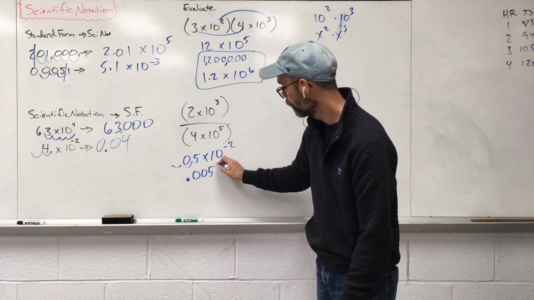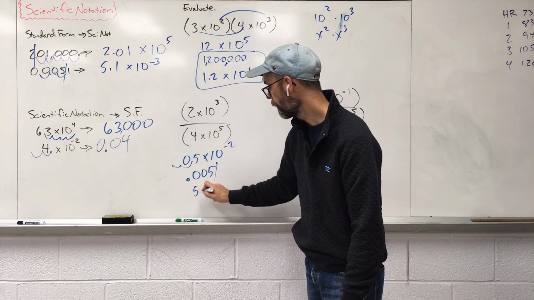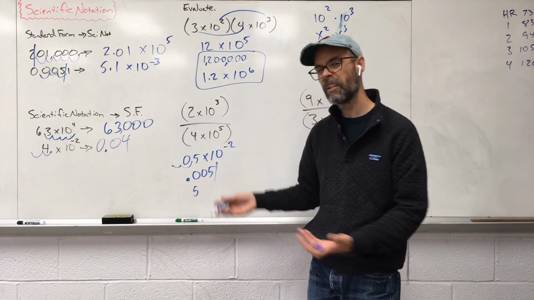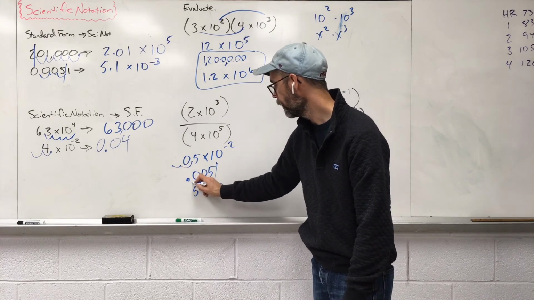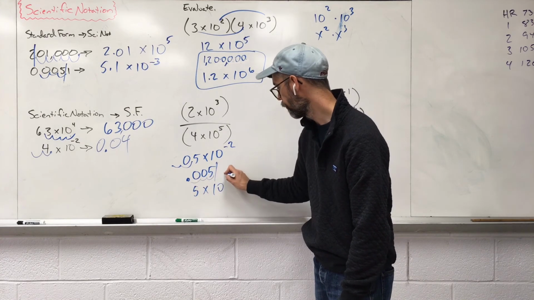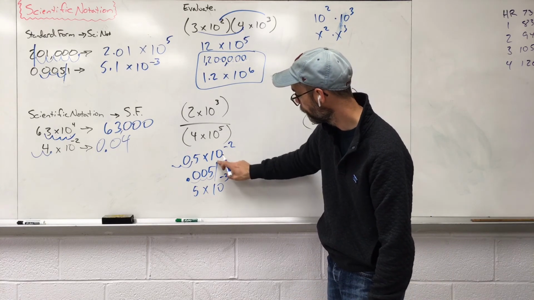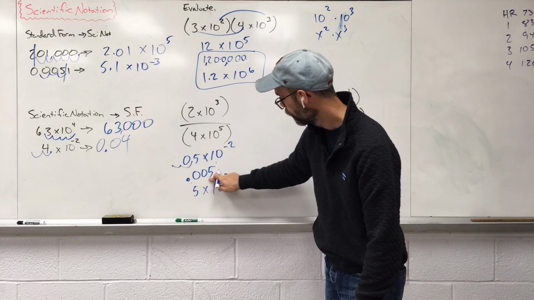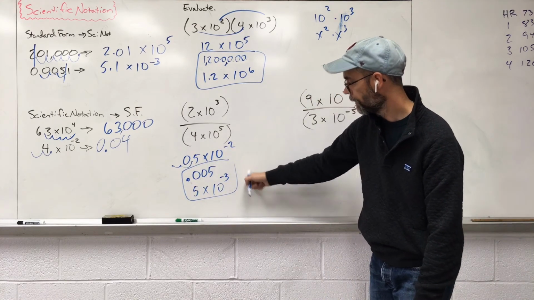Now I want to rewrite this in scientific notation. I want my decimal to be here after that 5. So I want it to say 5.0. We don't need that 0. So just 5 times 10, and we're moving it 1, 2, 3 spots, but it's a small number, so we get a negative exponent. There is standard and scientific notation.